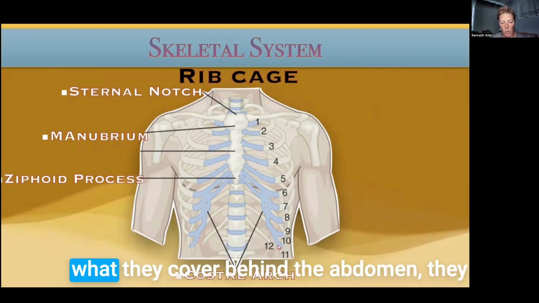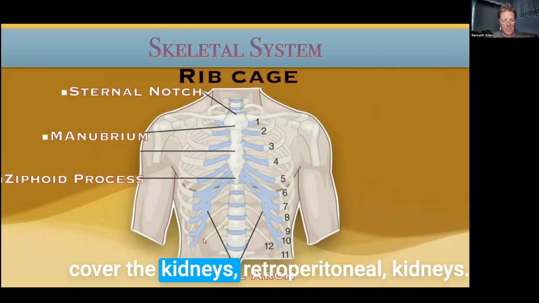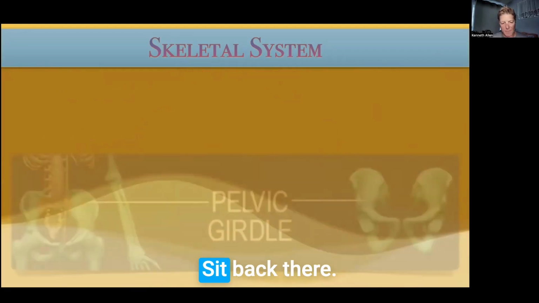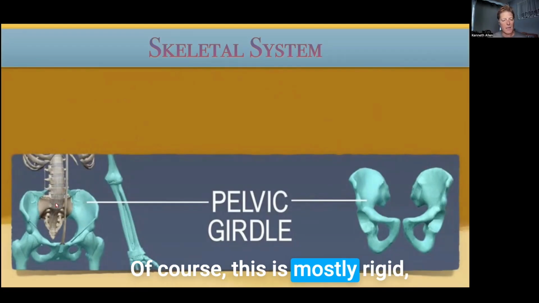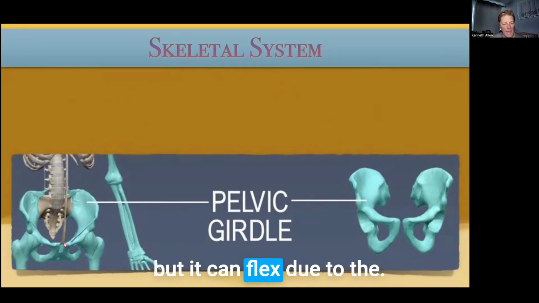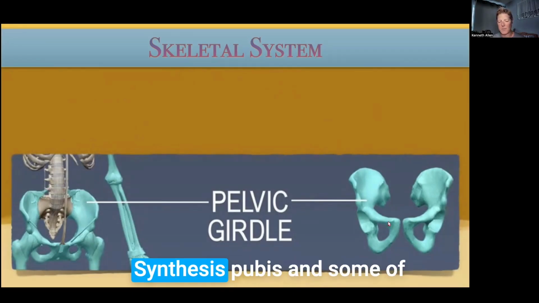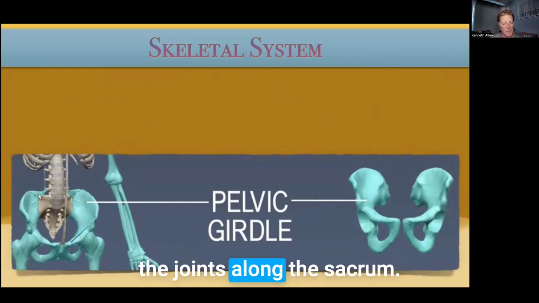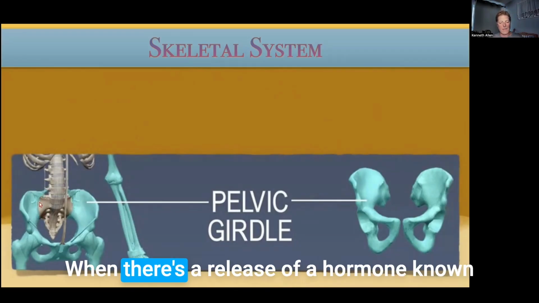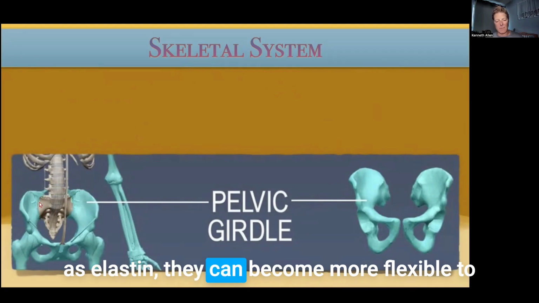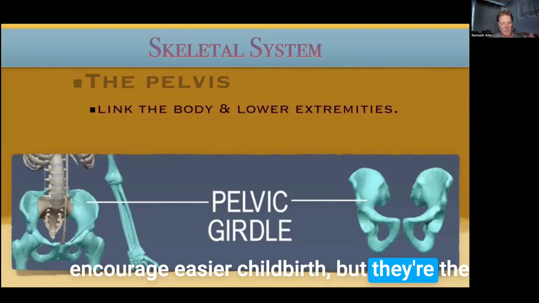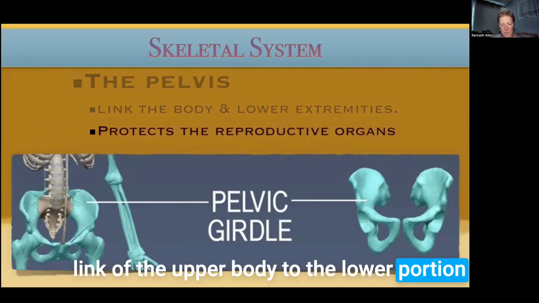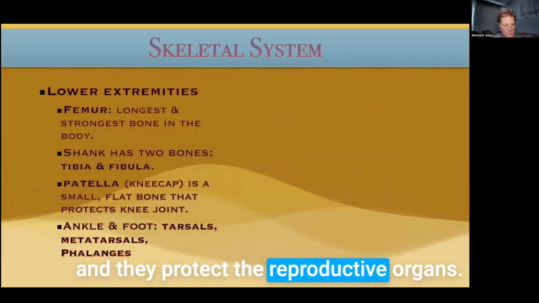But if you were to look at what they cover behind the abdomen, they cover the kidneys. Retroperitoneal kidneys sit back there. Here's your pelvic girdle. Of course, this is mostly rigid, but it can flex due to the symphysis pubis and some of the joints along the sacrum. When there's a release of a hormone known as relaxin, they can become more flexible to encourage easier childbirth. But they're the link of the upper body to the lower portion, and they protect the reproductive organs.